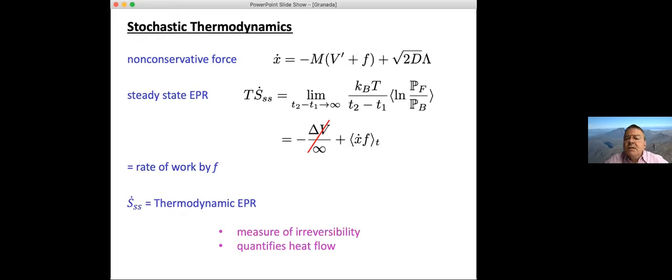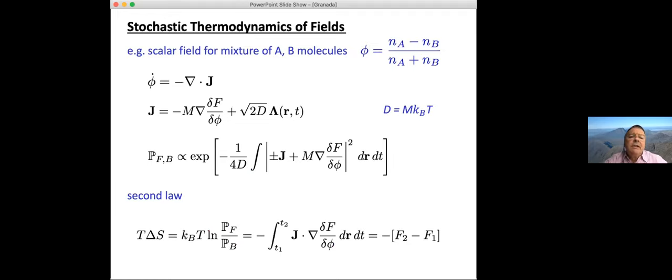What I want to do next is give you the same results effectively, but in terms of systems which are described by fields. So let's stick to the simplest case, which is a scalar field. And let's imagine that the scalar field describes a mixture of two types of molecule, A and B. So phi, which is now a function of space and time, is as shown in the top line here, I can construct it as the difference in densities, the number densities of the two types of particle divided by their sum. So that's just a conventional way of doing it, and it ranges between minus one and plus one.